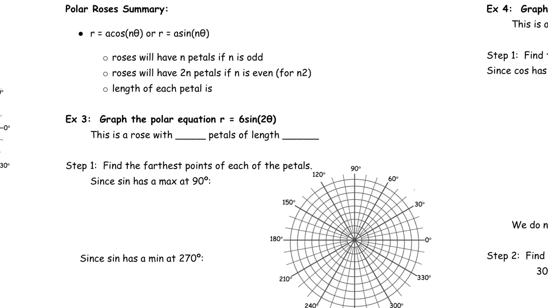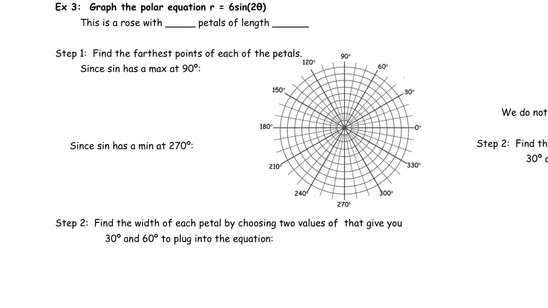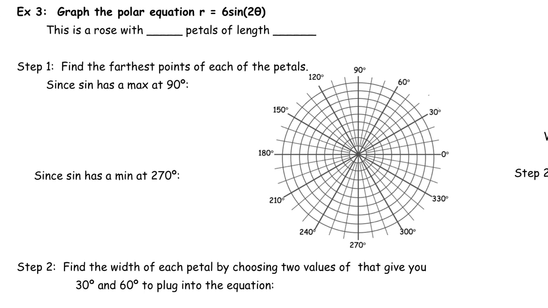So looking at this first one, roses are like totally different. They can be pretty easy and they can be pretty tedious too. So in this case, how many petals do I have? 4. If the number is even, then you double it. If the number is odd, then that's the actual number. And then this right here is actually the length of the petal.